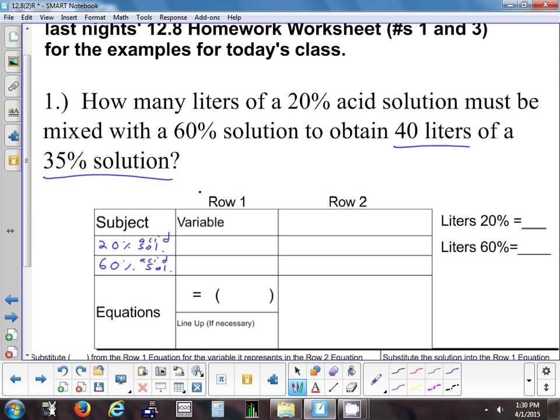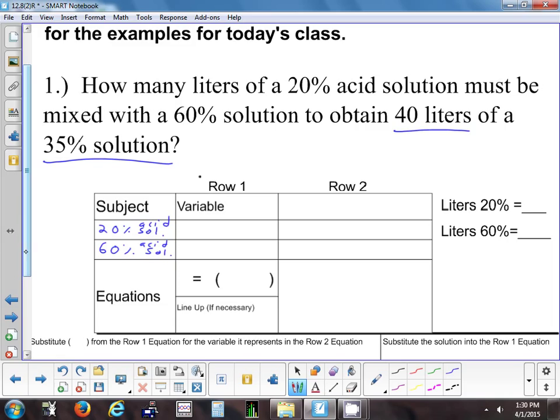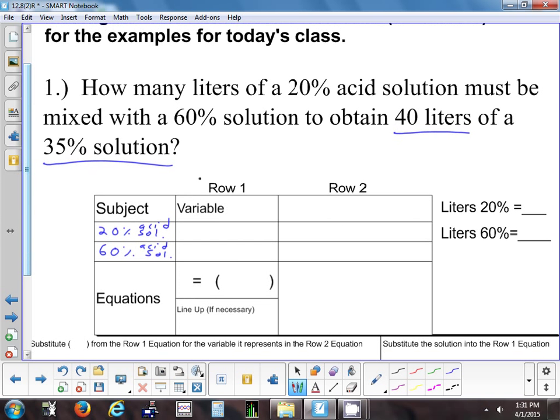Okay, 35%. It's a little confusing because there's a lot of percentages, all right? But look for the two that you're mixing together, right? You have the 20% acid solution must be mixed with a 60%. The two things you're mixing together are your two subjects, okay? Now, we don't know how much of each one we're going to mix. So how can I represent something I don't know? X and Y. Sure, you could pick X and Y. So when we're done, we're going to find out what X and Y are.